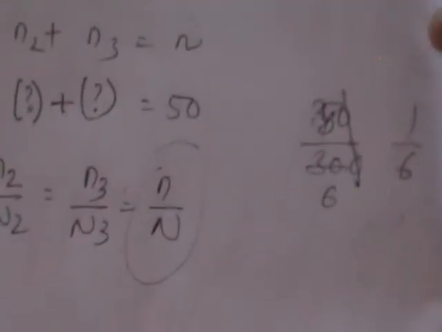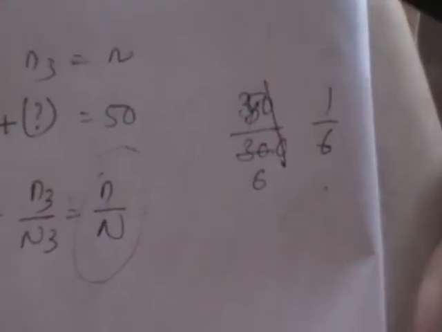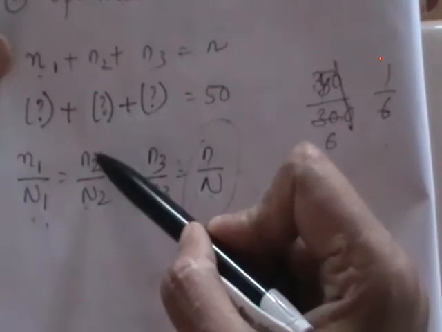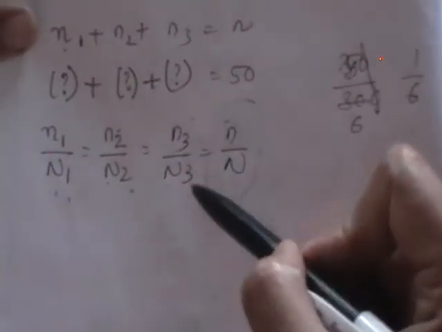So 1 by 6. I will collect 1 by 6 from each stratum, meaning under proportional allocation, the number of units to be collected from each stratum is proportionate to the size. n1 by N1 is equal to n2 by N2 is equal to n3 by N3 is equal to n by N. So this is called proportional allocation.